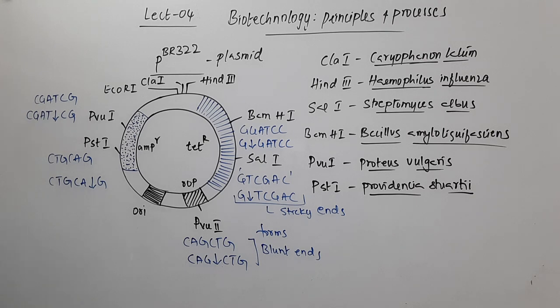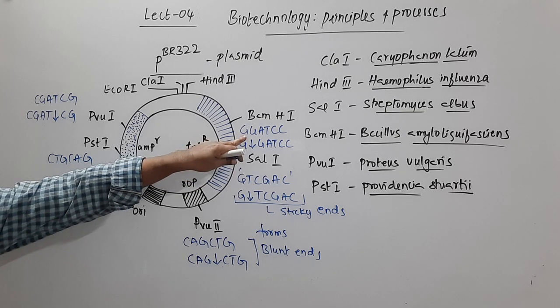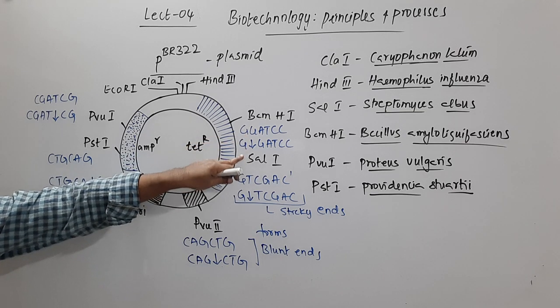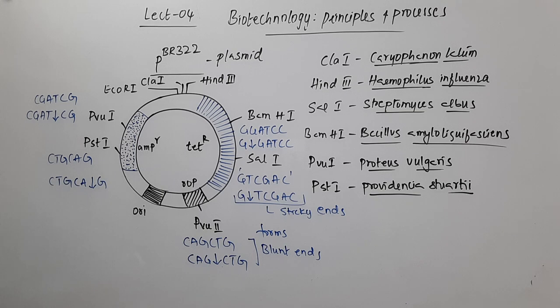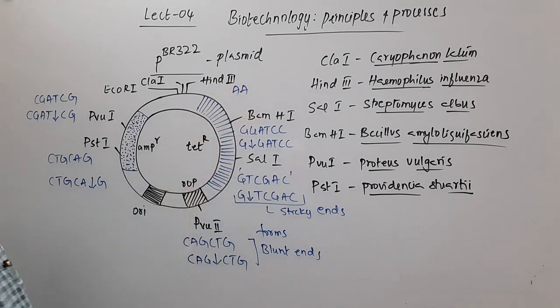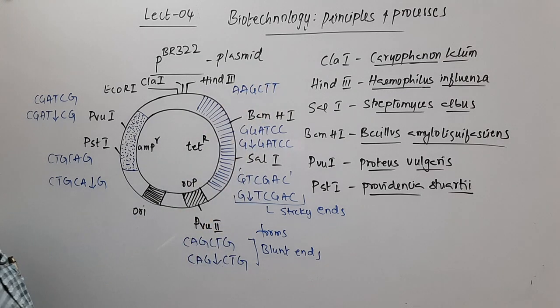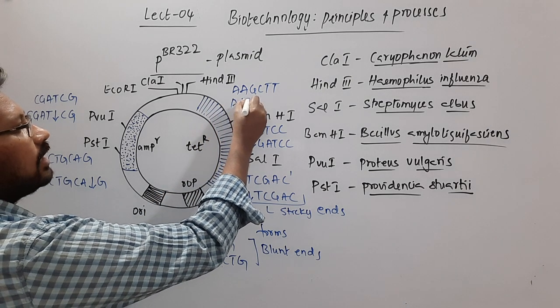Okay, again forming sticky ends. If you are using BamH1, it recognizes this palindromic sequence and cuts between G and G. Then coming to HindIII. In the case of HindIII, the palindromic sequence is AAGCTT. So this is the palindromic sequence identified by the HindIII enzyme, and it's going to cut between A and A.